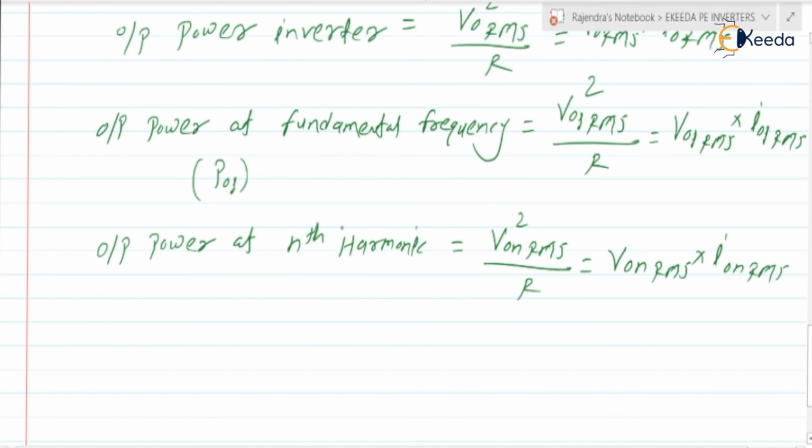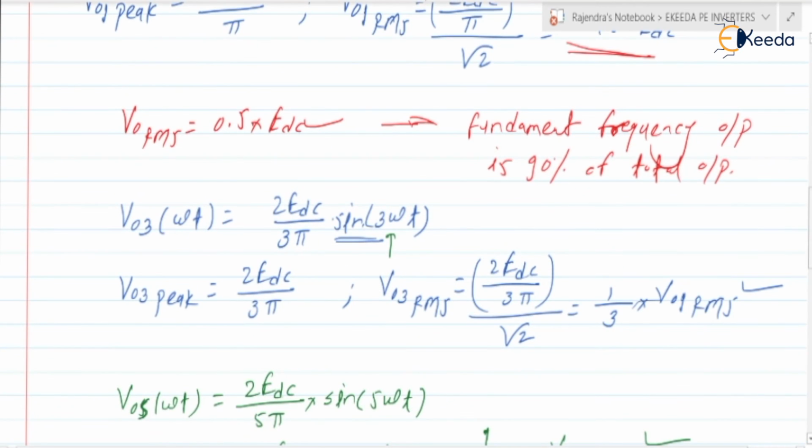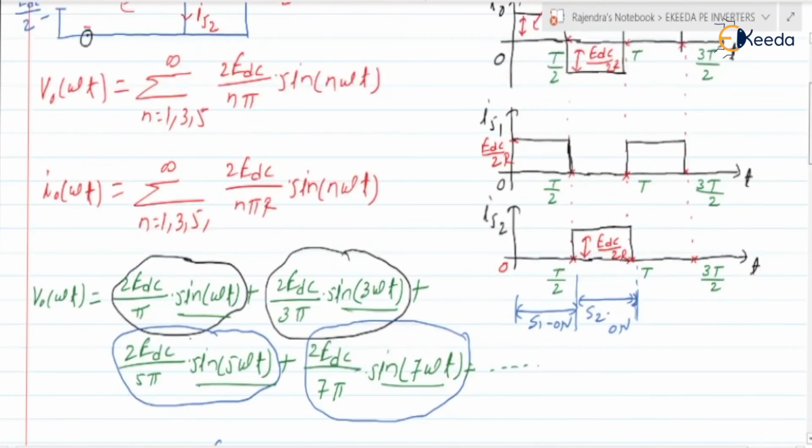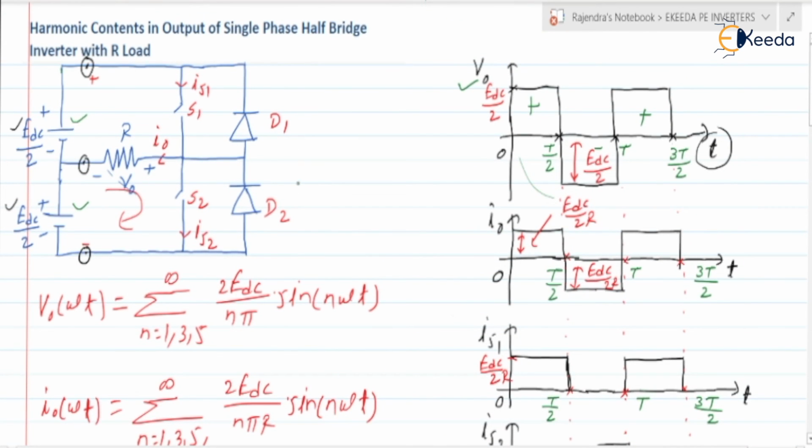So this is about some discussion regarding the harmonic contents in the output voltage, and what their powers are, in the single phase half bridge inverter with purely resistive load.